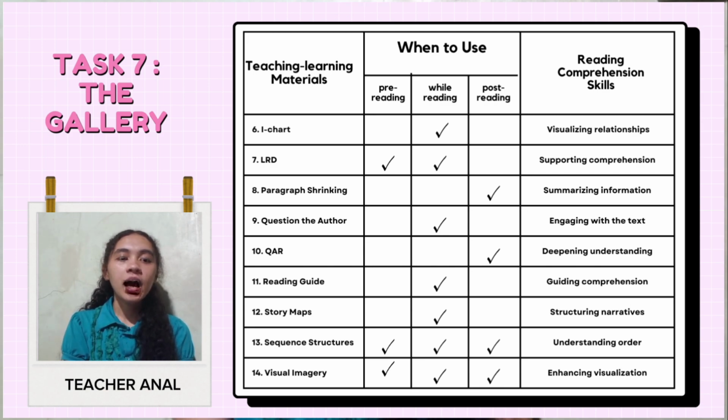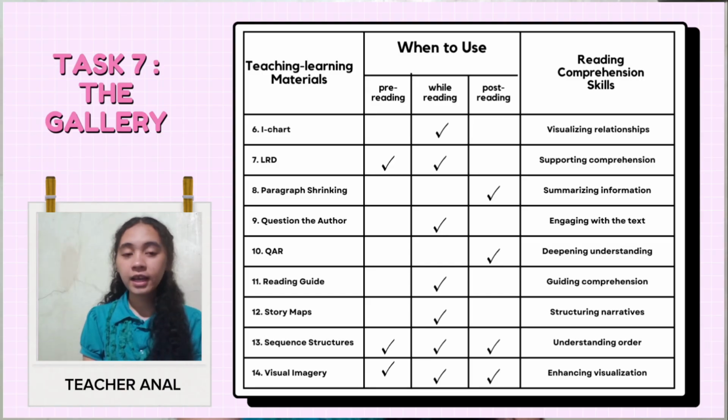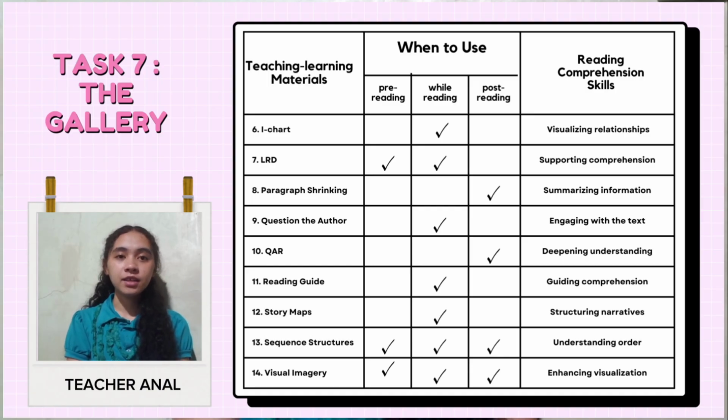Number 7, LRD or learning resource documents. When to use: while reading. The reading comprehension skill: supporting comprehension. LRDs provide additional contextual information that supports students as they read. This can help clarify complex ideas and improve overall comprehension.